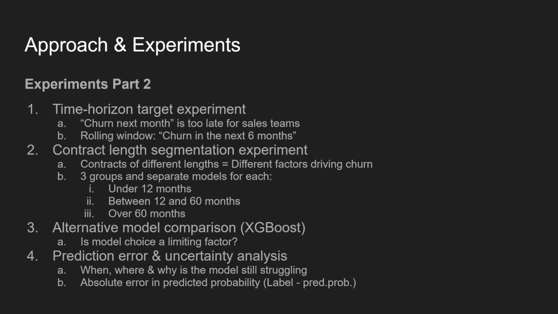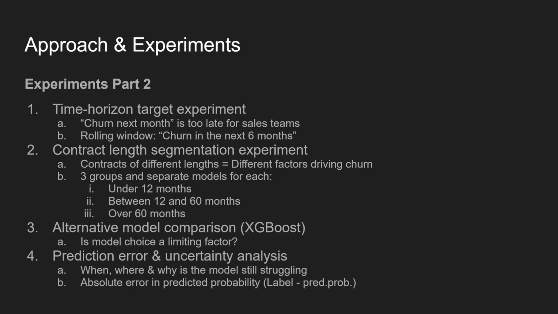Firstly, this time horizon target improvement. So as I said earlier, this churn in the next month is too late for the sales teams to react to. So I reformulated this into this kind of rolling window of churn in the next 6 months. Then another improvement I tested was segmenting the contracts based on their lengths.